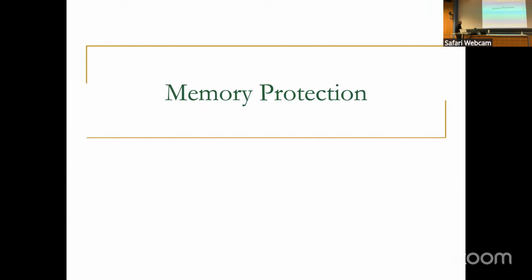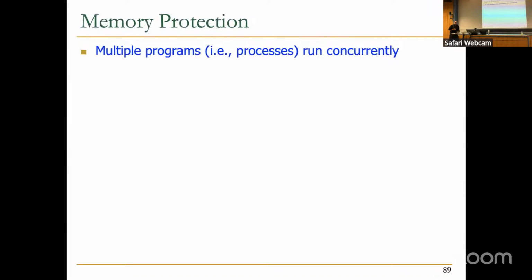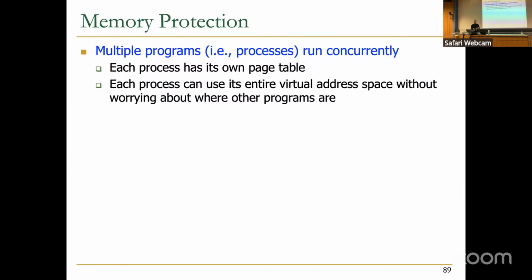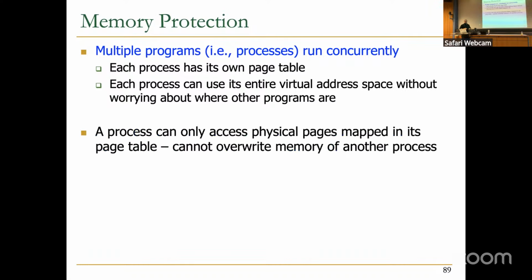Cool. So the second part is about memory protection. So when do we need memory protection? We need memory protection when multiple programs or processes or threads or entities basically execute programs concurrently. Each process has its own page table, and each process can use its entire virtual address space without worrying about where other programs are. So when you write your program on your laptop, you don't care about what Google Chrome is doing while you're running your program.